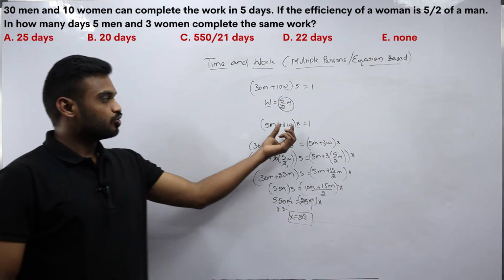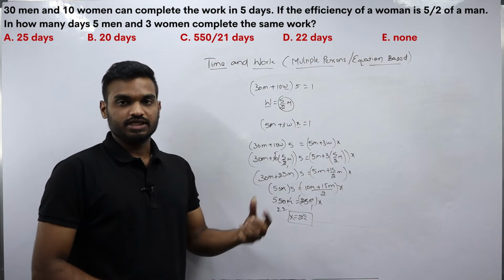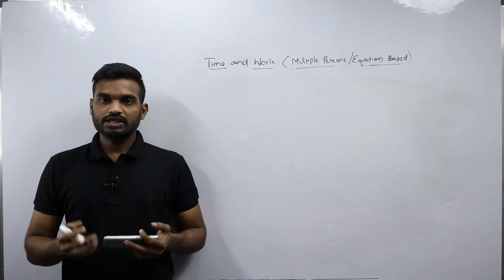So 5 men and 3 women totally take 22 days to complete the same work. Now let's see the second question.